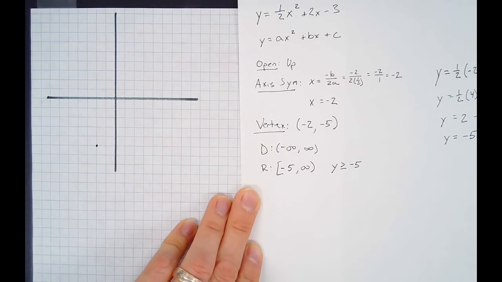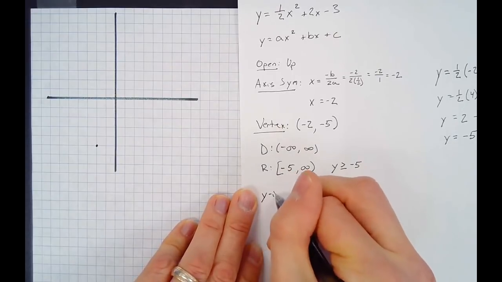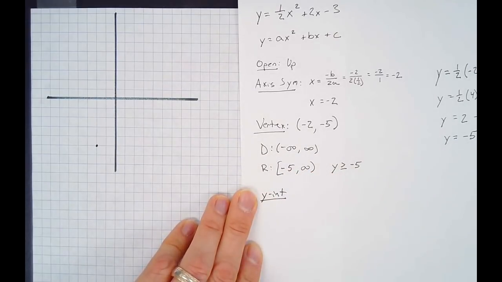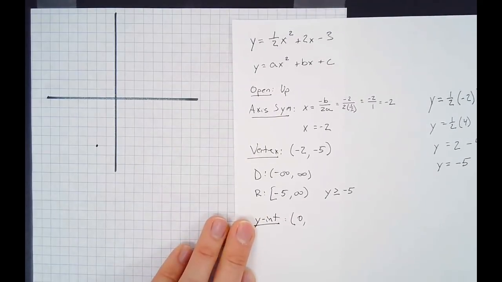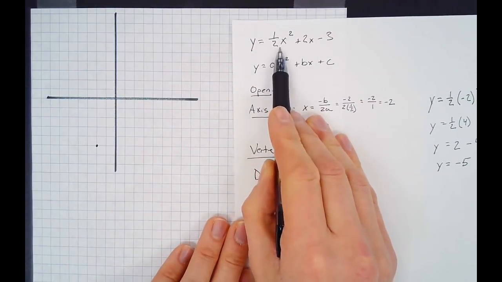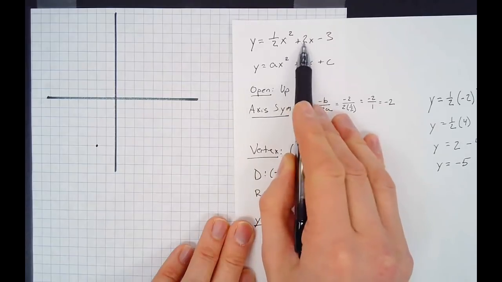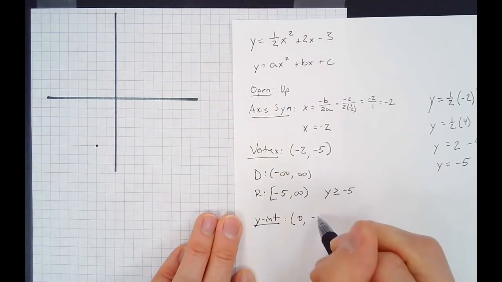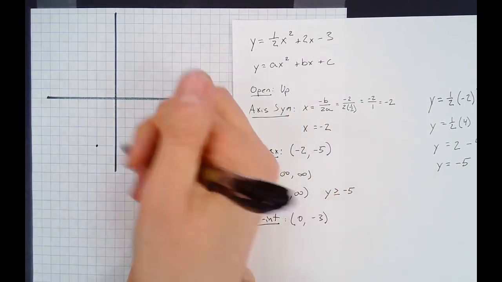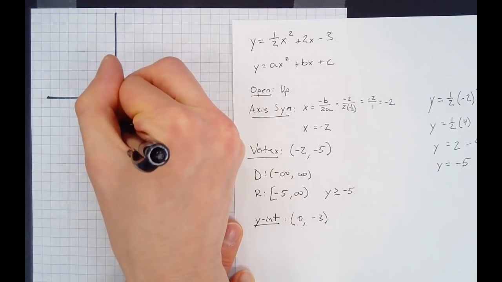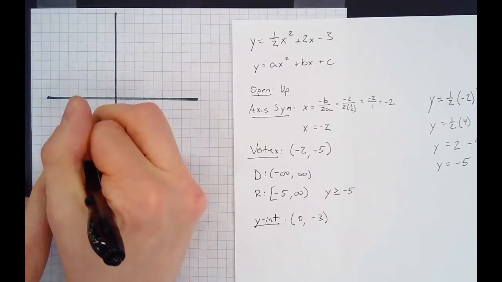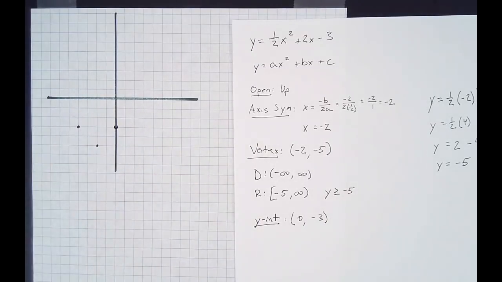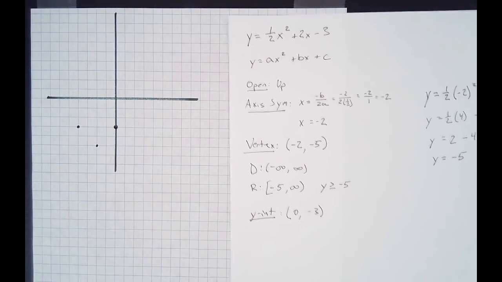Okay. The y-intercept, I still find exactly the same way. I plug in 0 for my x value. But that is very easy. 1/2 times 0 squared plus 2 times 0, which is 0. Minus 3 gives negative 3. So I can plot that coordinate pair of 0, negative 3. Because of the axis of symmetry, actually, bonus point, that's right over there as well. Very nice.